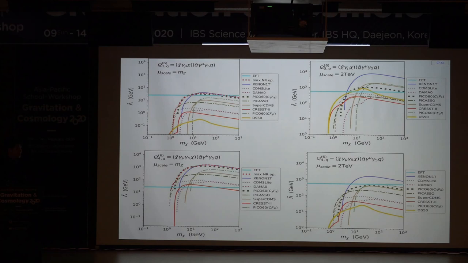So you are asking me the dependence on mu scale? Yeah. Well, first is what's the meaning of the mu scale? This is relevant to the propagator. And first we did a kind of test with the default value as Z boson mass. And if we fix mu scale to 2 TeV, then this EFT bound can be strengthened. So we tried to increase the mu scale, but the bottom line is that although we increase the mu scale to 2 TeV, DAMA is still excluded, and the most constraining experiment does not change.